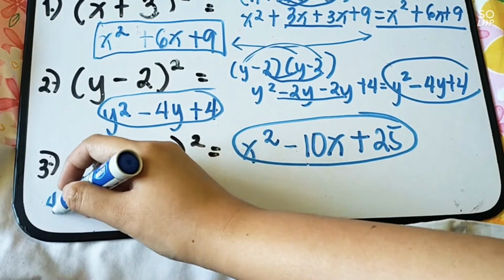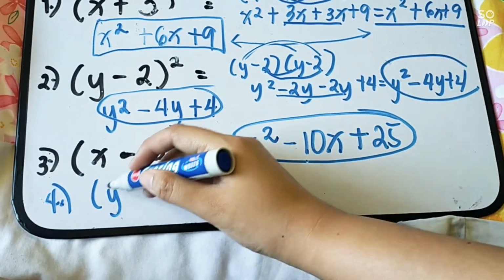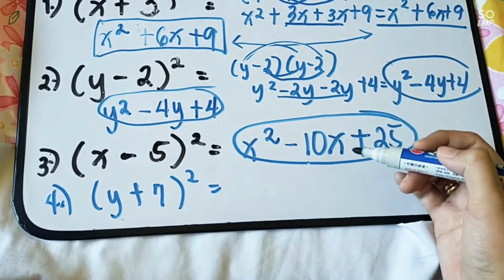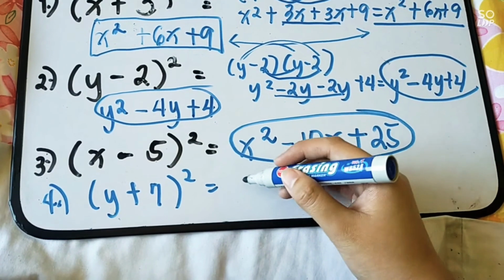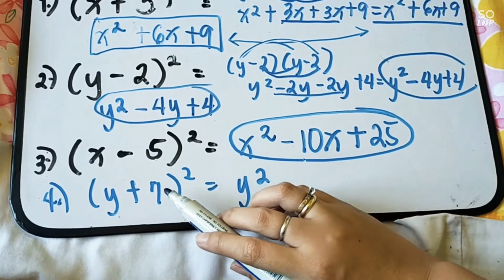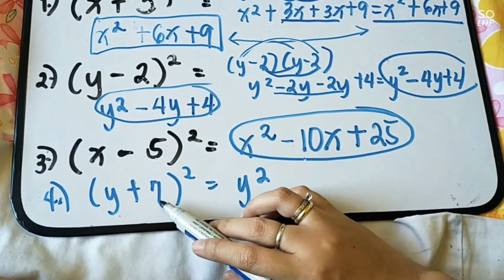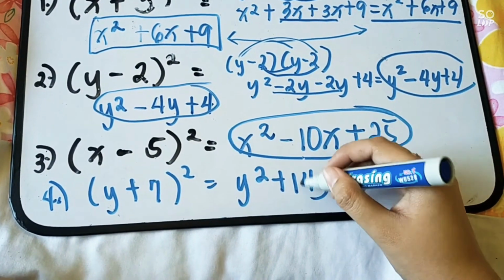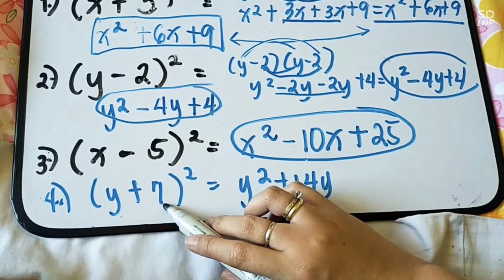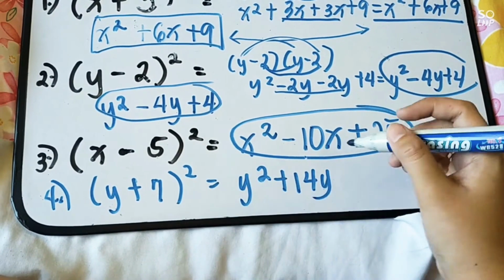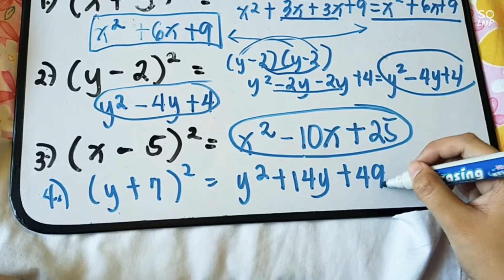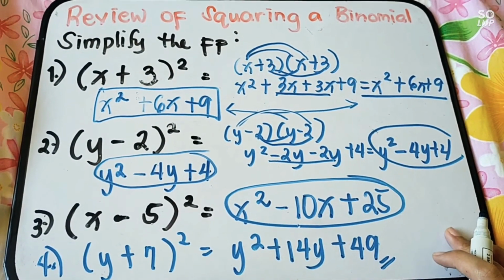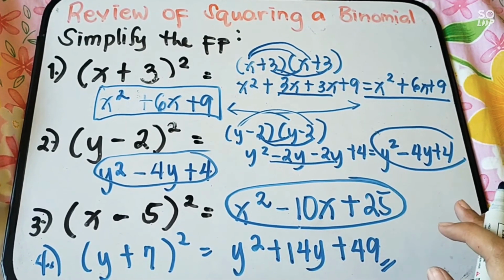For example, isa pa, number 4. I have y plus 7 squared equals. Okay? Squared ni y squared. 7 times 2, 14. 14 times y, 14y. Plus 14y. Then, anong squared ni 7? 7 times 7 is plus 49. Yun na yung sagot. So, that is how you will have the square of a binomial.